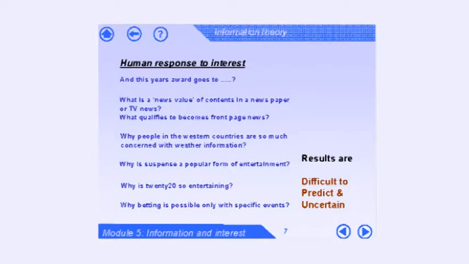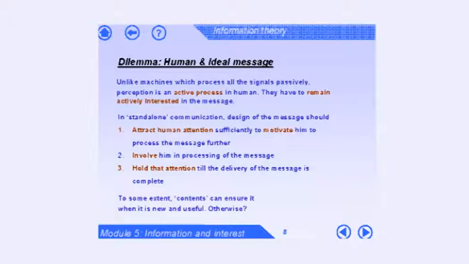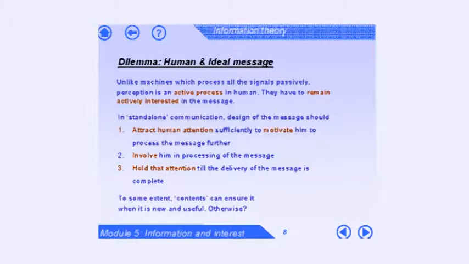So results are difficult to predict and uncertain. For human beings, the ideal message is, see, this is the difference between machine and humans. Machines never get bored. If there is a song on one tape recorder and DVD and you want to duplicate it, the other machine never creeps, no? It simply duplicates. But human beings will creep saying, "Ye kya bar bar kar rahe hain?" So to remain actively interested is very important. To attract human attention and to motivate him to process the message is as important as the messages.